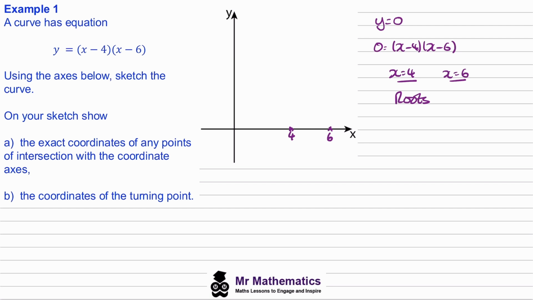We also need to show the intercept. The intercept is where the curve passes through the y-axis. This is when x equals 0. So now y will equal 0 minus 4 multiplied by 0 take away 6. So negative 4 multiplied by negative 6 will give us 24. So I'll plot this as our intercept at y equals 24.